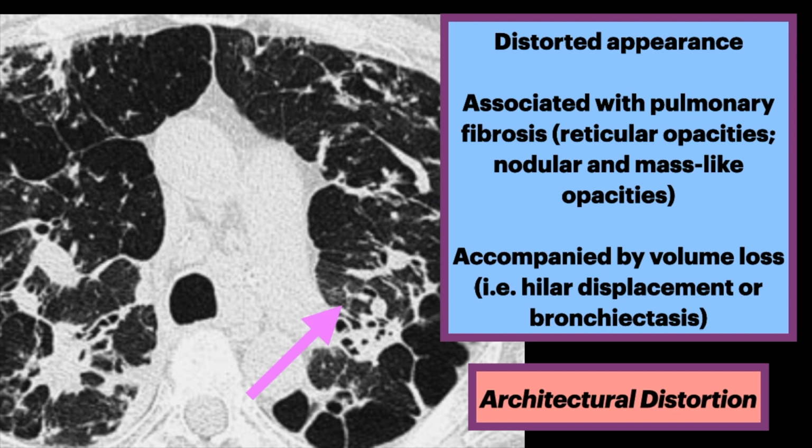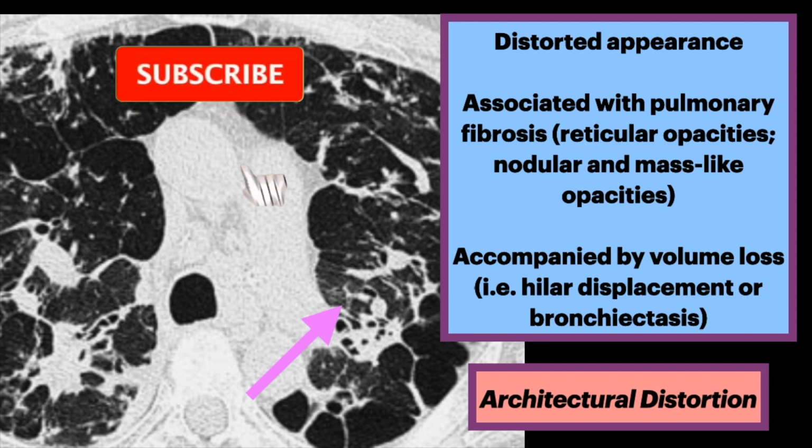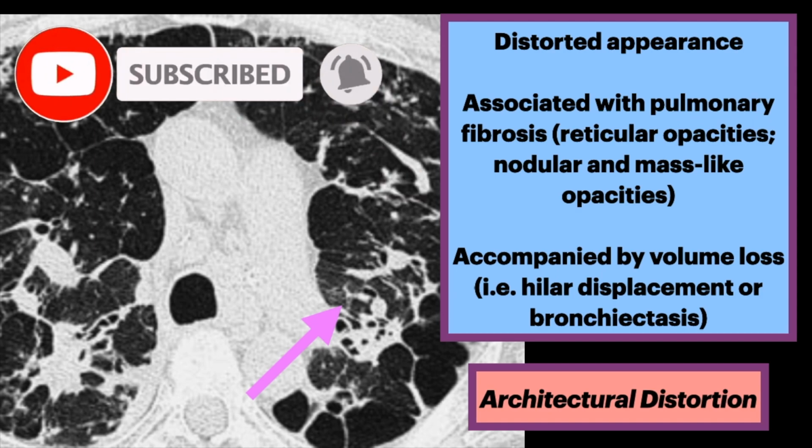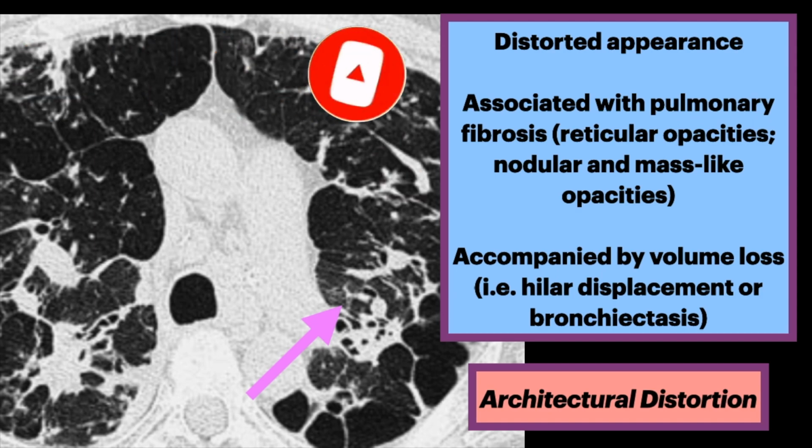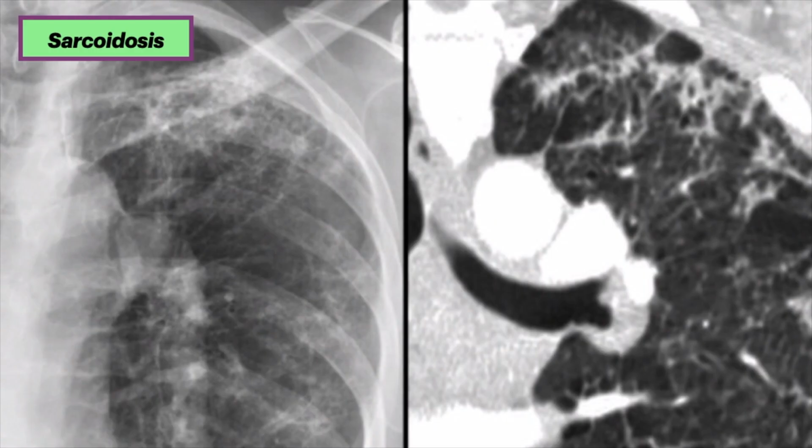Well, architectural distortion is characterized by abnormal displacement of bronchi, vessels, fissures, or septate, and it's usually caused by diffuse or localized lung disease, particularly interstitial fibrosis. Lung anatomy has a distorted appearance and is usually associated with pulmonary fibrosis, as seen here, and accompanied by volume loss. There are many causes for architectural distortion.